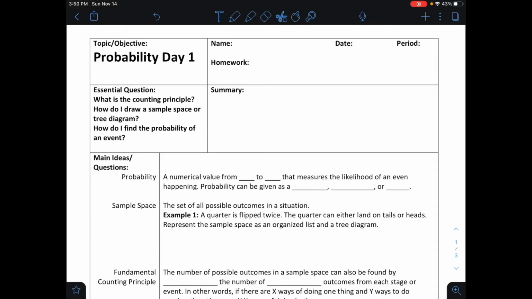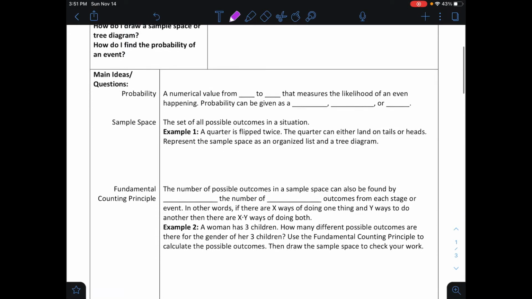All right, probability. Let's jump into it. Make sure you do put your name, today's date, and your class period. And don't worry about homework, obviously. Okay, and then for the summary, once you finish these notes, you need to go back up to the summary section and give your summary. And then that's what you're going to do before you turn these in.